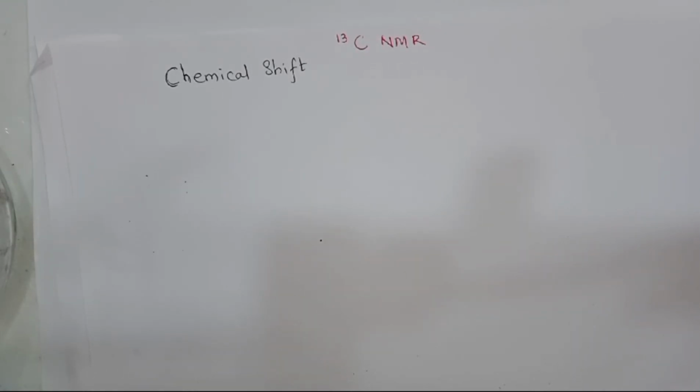C13 NMR, carbon isotope 13, which has a natural abundance of 1.1%. Today we are doing calculation of chemical shift of alkenes. In my previous videos, I have done calculation of alkanes as well as in detail about C13 NMR.